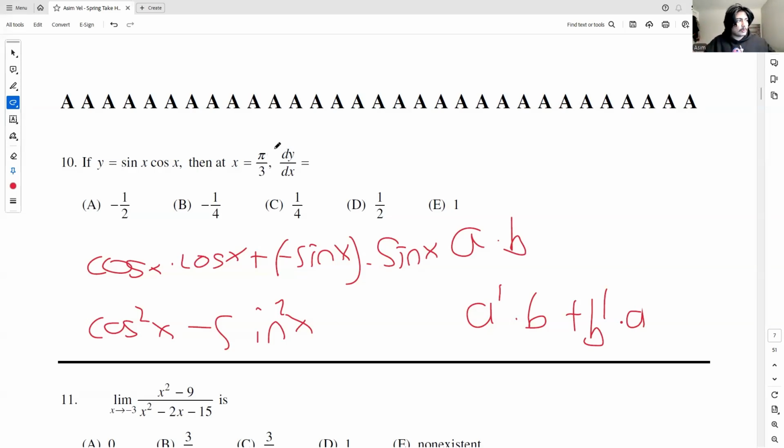This is dy/dx. And now we want to plug x equals to pi over 3. I usually convert pi values to degrees because I usually know the degrees. You might memorize any kind of sine and cosine values. Just going to use that.